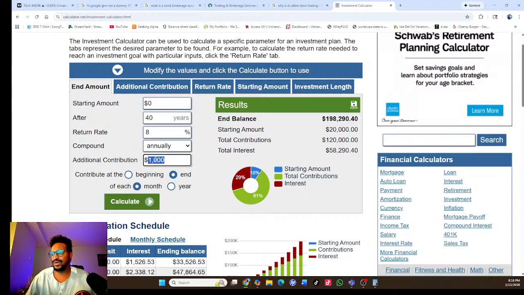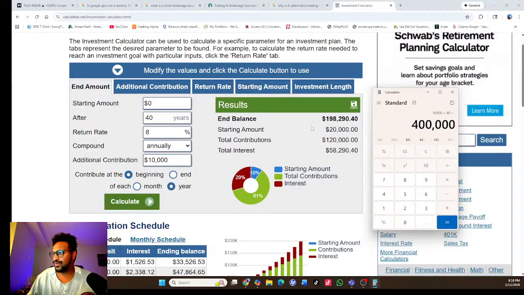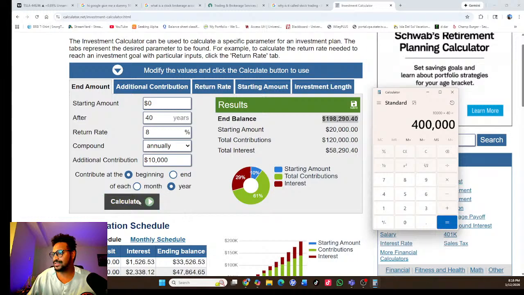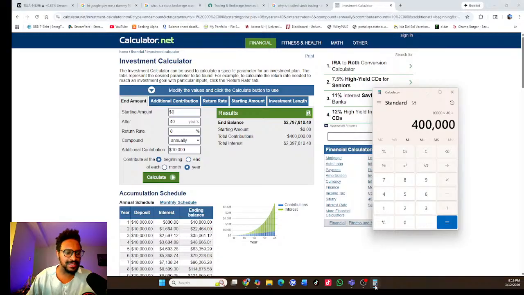And let's say that you are contributing $10,000 at the beginning of the year. So you're doing $10,000 every year for the next 40 years, starting with zero. How much will you have if you have invested it? Remember, if you had just saved it, you would have just had 400,000, right? Now I want you to look at this number right here. When I click this calculate button, I want you to look at this difference right here. $2.7 million.